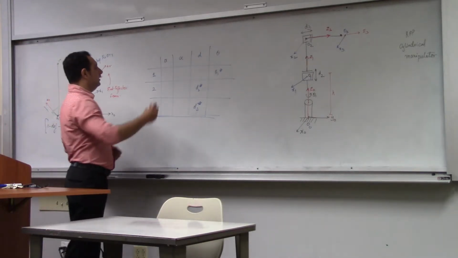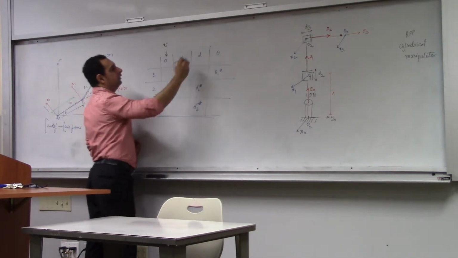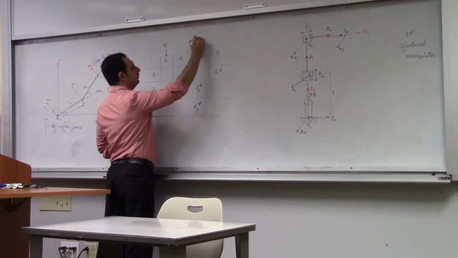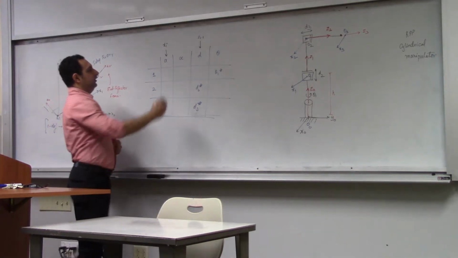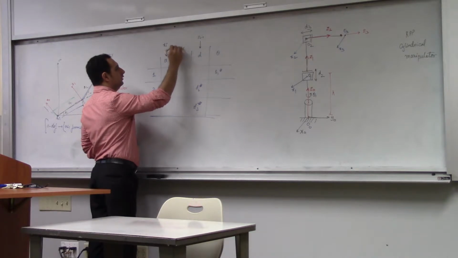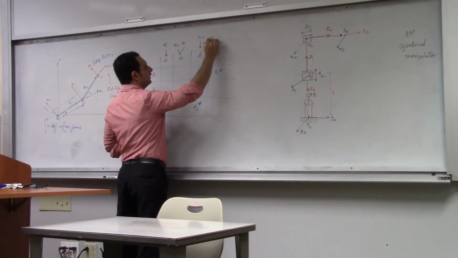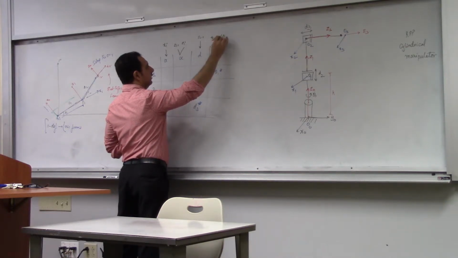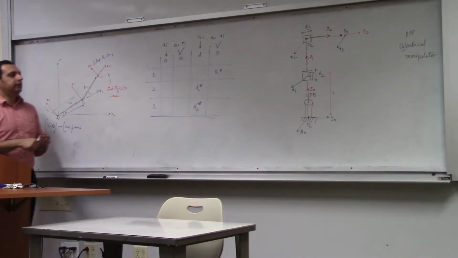So remember that this is distance along xi. This is distance along zi minus 1. Alpha is the angle between zi minus 1 and zi. Theta is the angle between xi minus 1 and xi. These are angles.